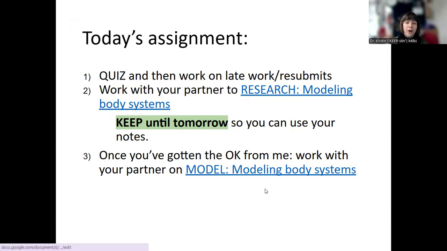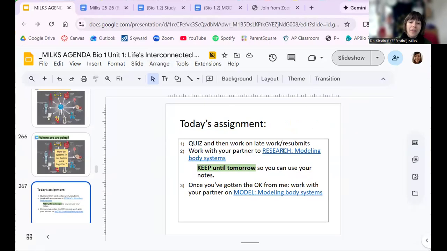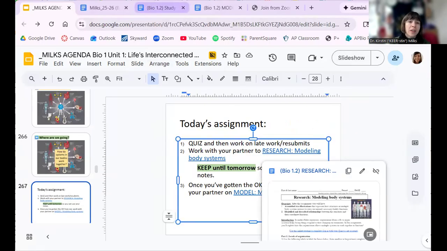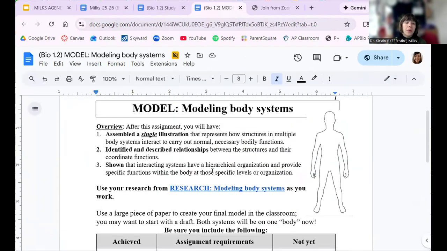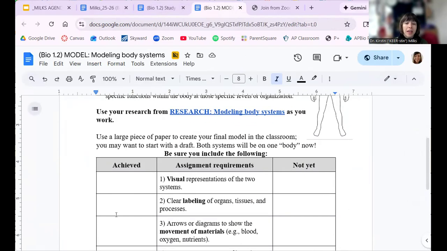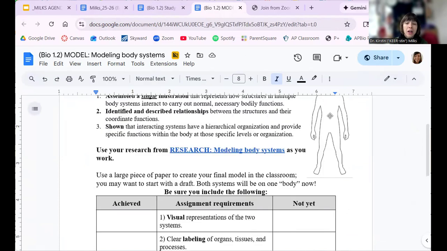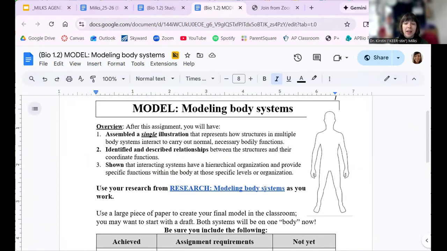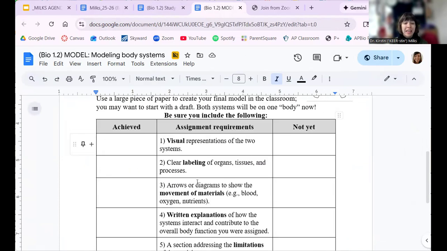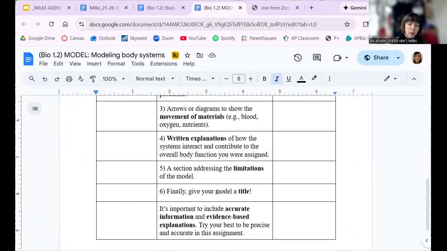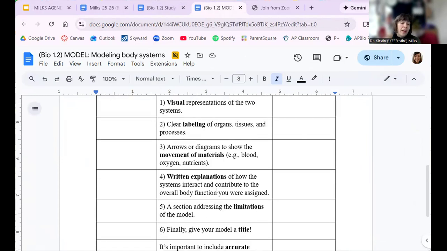We worked with our partner on research modeling bodily systems. We're going to keep that. And then we asked people on the back of their research page, you have a blank page on the back of that. We asked you to start thinking about including information about these. So we had somebody sketch a figure like this, and then we had them begin to start doing this part. So when they get their big paper, they know what they're writing and doing.